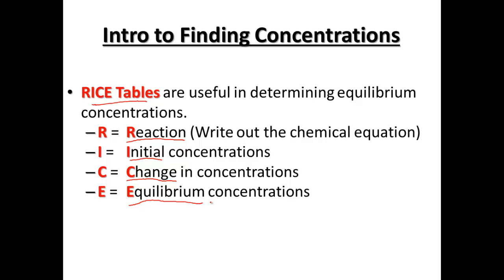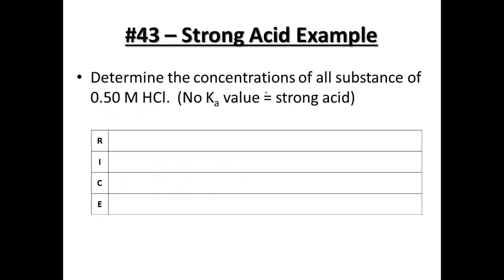So to begin with, if we have a strong acid, there are no Ka values for strong acids, and we're going to look into why that is. We're going to start by determining the concentration of a 0.5 molar HCl solution. First off, our reaction: HCl aqueous is going to completely ionize, so that's going to be our arrow showing that we go completely to H plus ions and chloride ions.